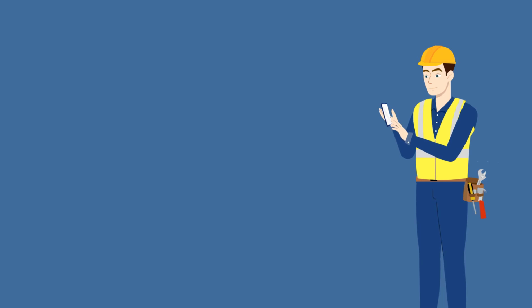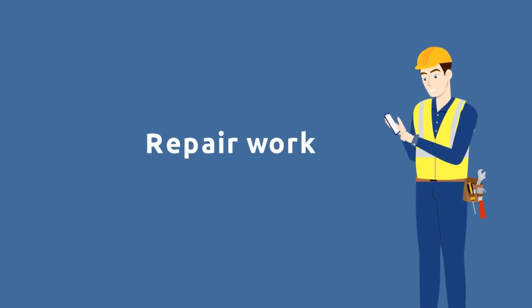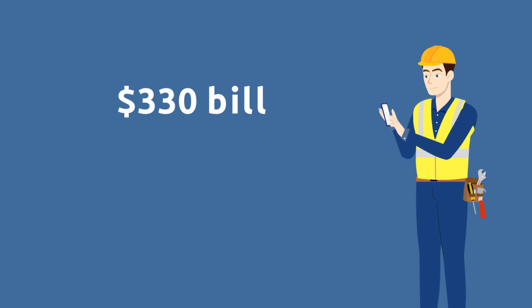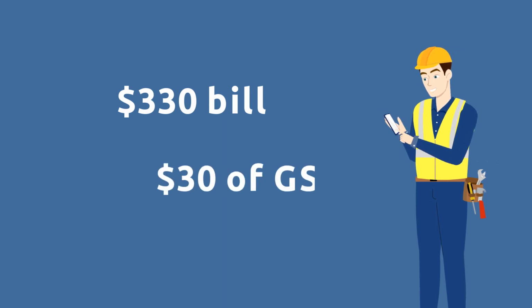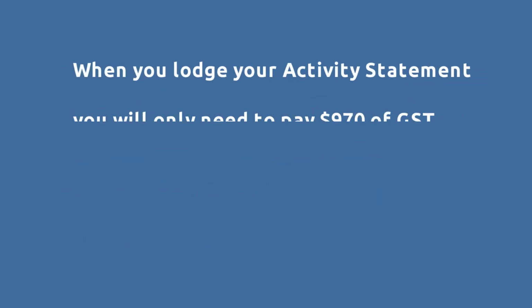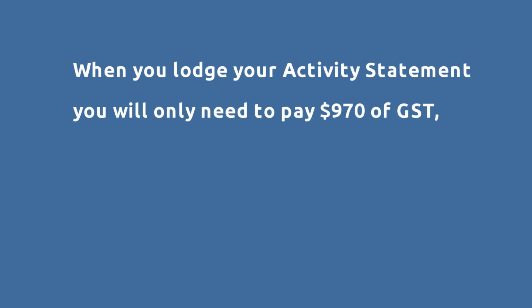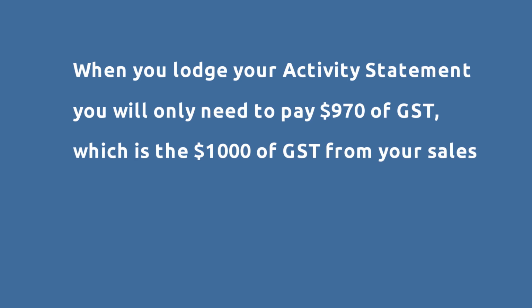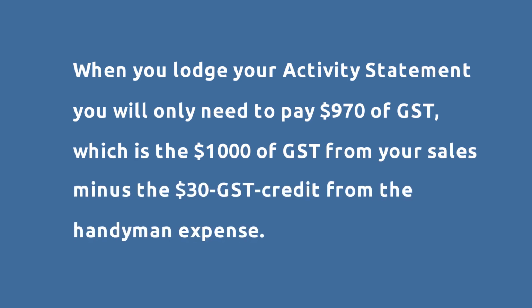But let's also say that a handyman carried out some repair work for your business during that quarter and gave you a bill for $330, which included $30 of GST. Because the expense was incurred in earning income that is subject to 10% GST, you can claim a credit for the $30 of GST you paid to the handyman. This means that when you lodge your activity statement, you will only need to pay $970 of GST to the ATO, which is the $1,000 of GST from your sales minus the $30 GST credit from the handyman expense.